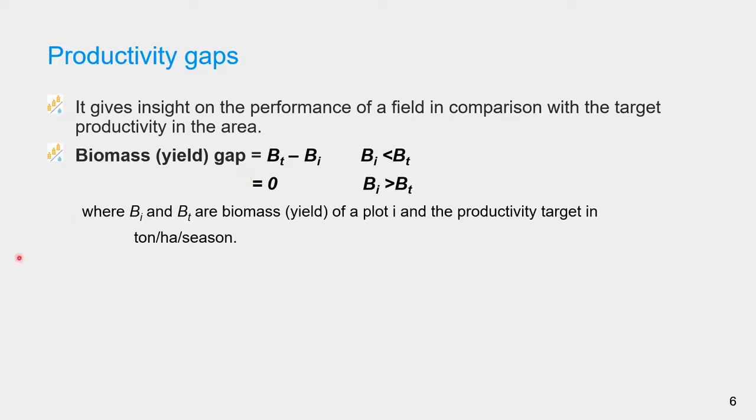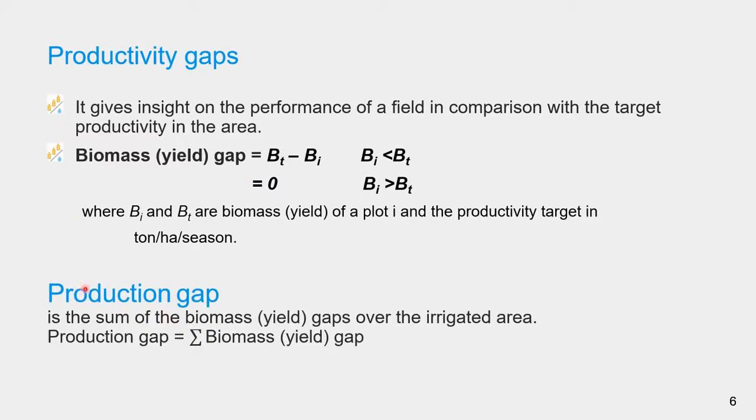Production gap of a crop in a region of interest is therefore the sum of the yield gaps across the area in the region.